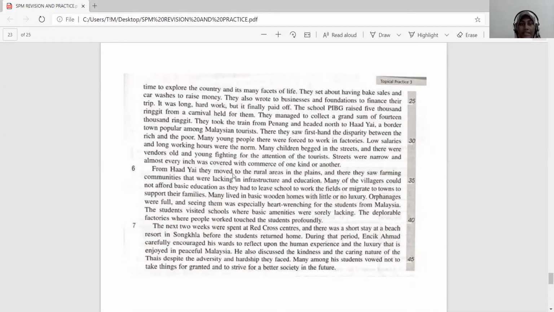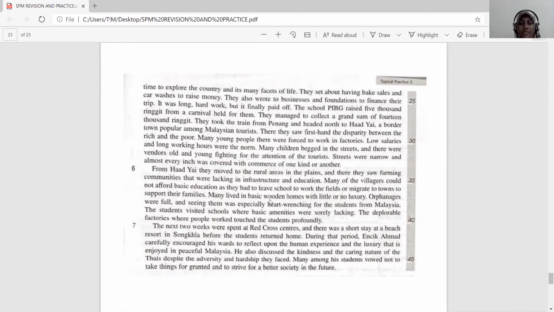From Hat Yai, they moved to the rural area in the plains, and they saw farming communities lacking in infrastructure and education. Okay, they moved to rural. Rural is lagi kampung, pendalaman, right? And then they saw people not having good infrastructure, meaning there's no proper housing and no proper schooling for the kids. Many of the villagers could not afford basic education as they had to leave school to work in the field or migrate to town to support their family.